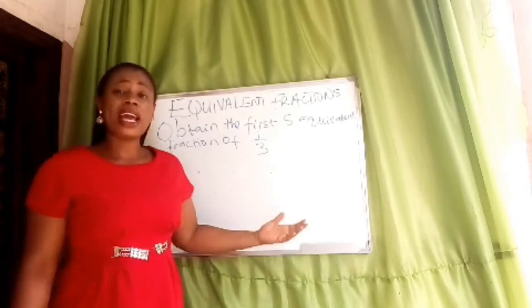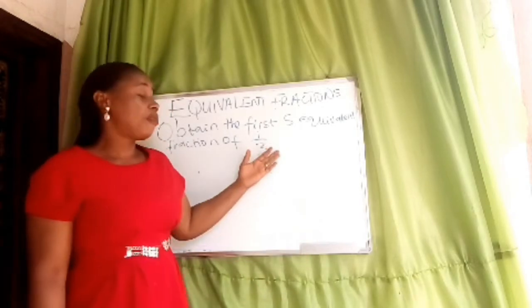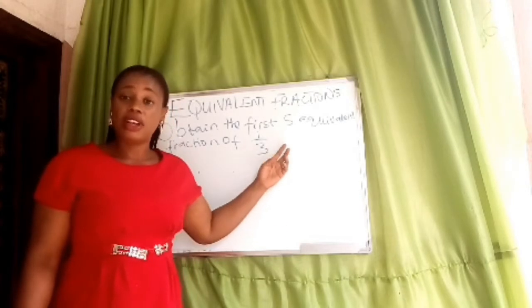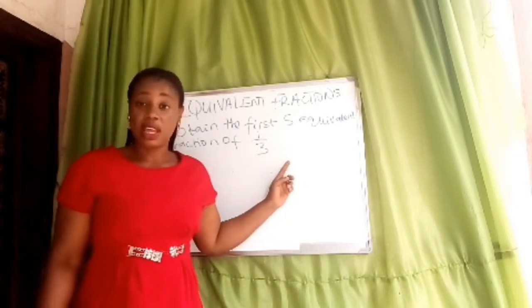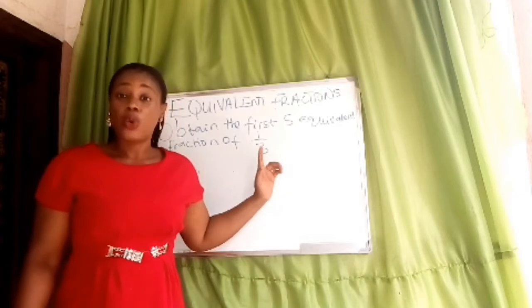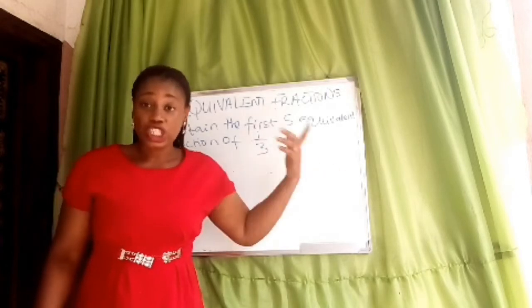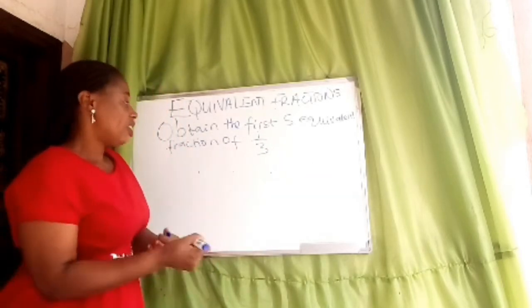Now somebody will say, why didn't you multiply by 1? If you multiply this fraction by 1, the numerator by 1 and the denominator by 1, you still end up having 1/3. That's why we are not multiplying it by 1, but start by multiplying it by 2. Now let us obtain the first 5.